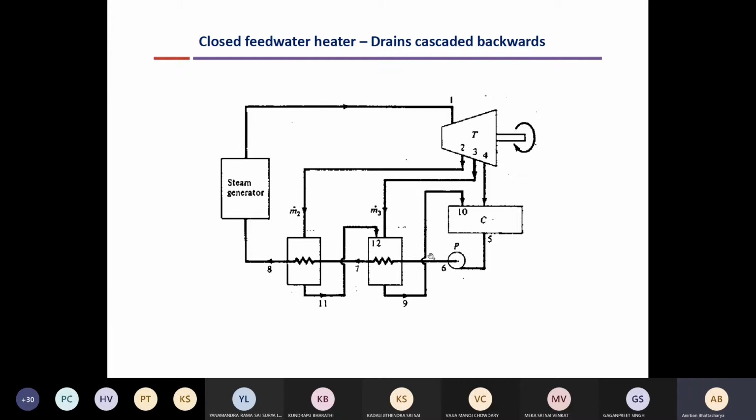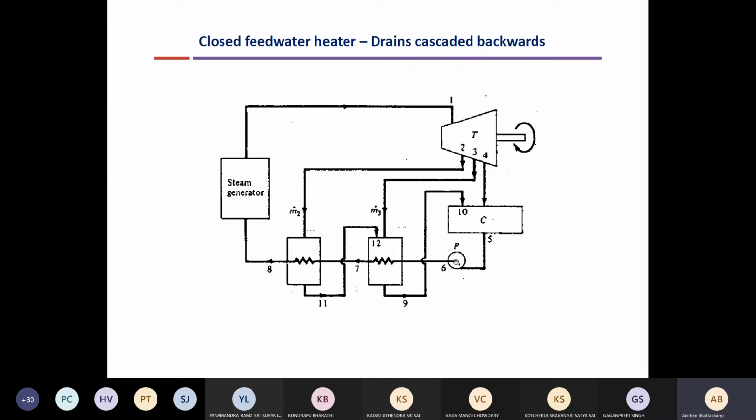As there is no mixing, there is no requirement of equal pressure in the mixing chambers. So we don't need equal pressure in the feed water heaters. So directly we can pump the water to the boiler pressure, to a very high pressure. So we need only one pump in this system. We don't need multiple pumps. Only a single large pump is required to pump the water to the boiler pressure, to the final pressure P1. So from P4 to P1, using a single large pump, the pressure is increased.